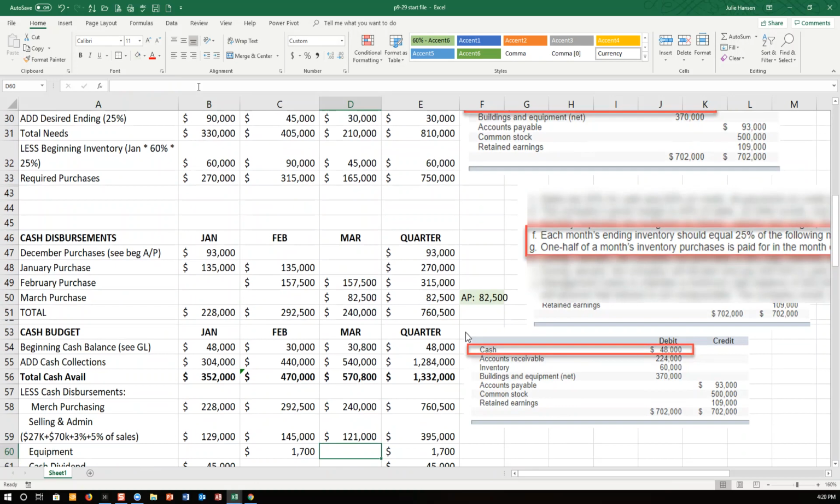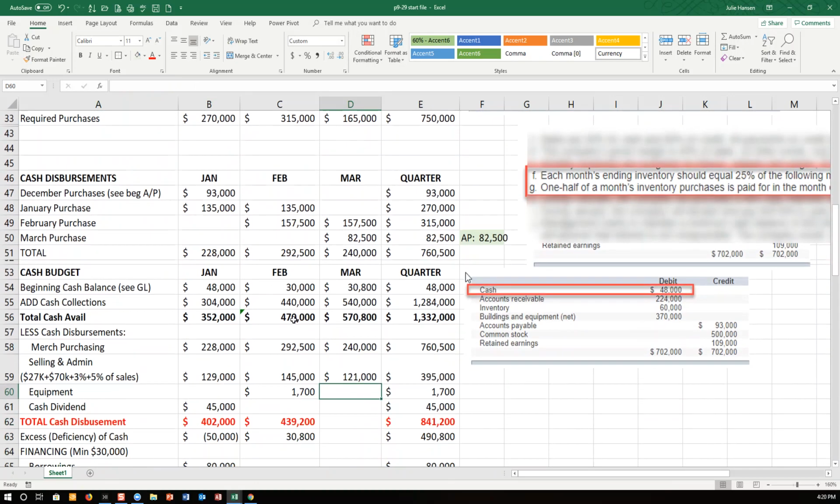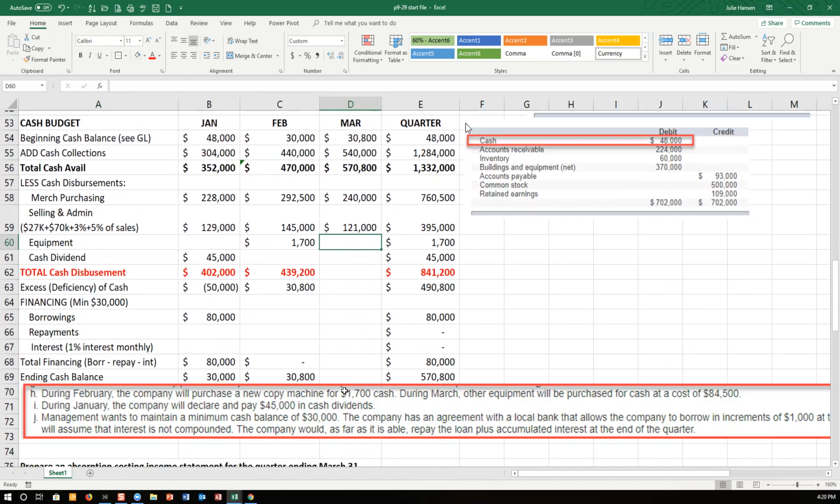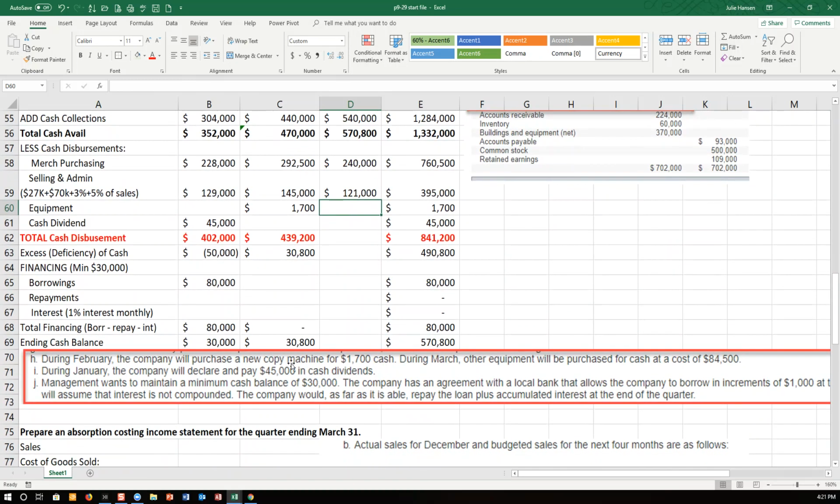And boom, I've got $121,000. Now, did I have anything else go on purchases wise? They're going to purchase a new copy machine. We got that. Other equipment will be purchased for $84,500. So that is going to go right here.